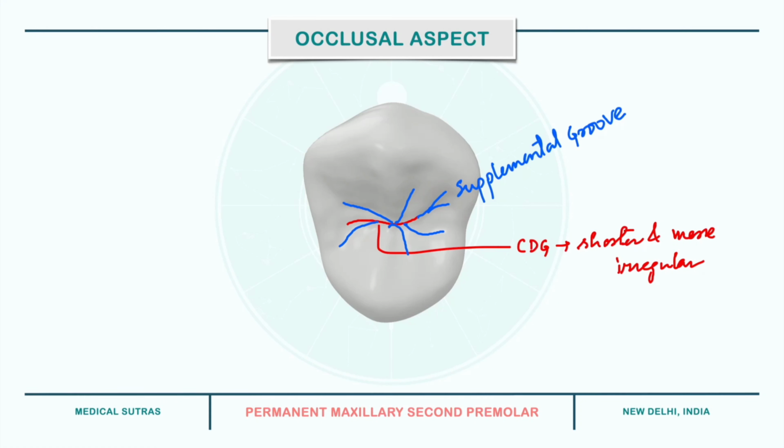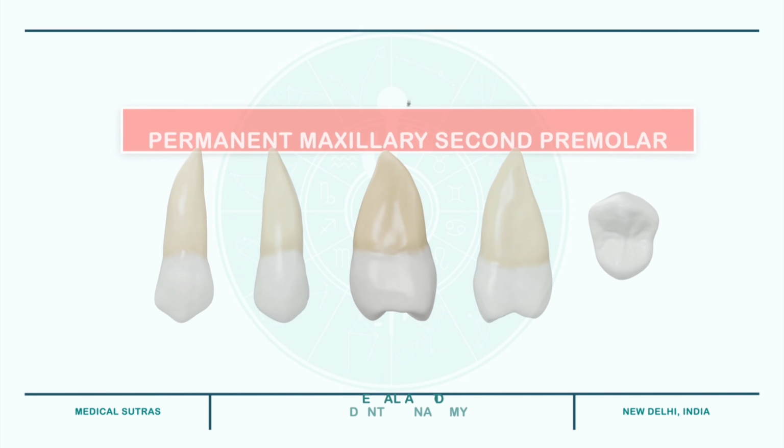The depression distal to mesial marginal ridge is known as mesial triangular fossa, and the depression mesial to distal marginal ridge is known as the distal triangular fossa. So that was all about permanent maxillary second premolar.